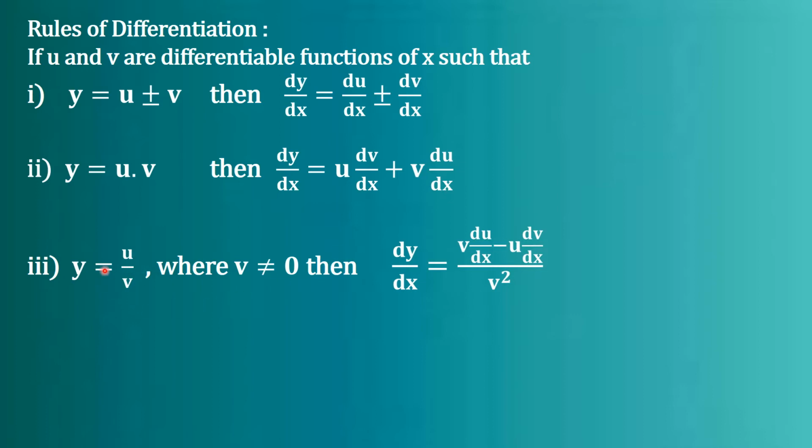If y is the quotient of u and v, where v should not be 0, then dy by dx is equal to v into du by dx minus u into dv by dx, the whole divided by v square, that is, denominator square. We start from the denominator.